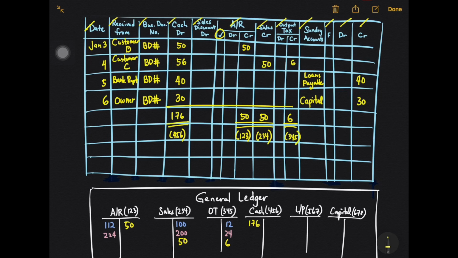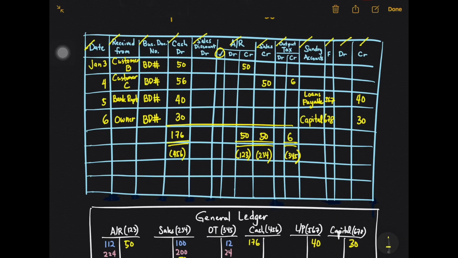And next, we also post the sundry accounts. Okay, starting from loans payable. So it is credited. To indicate posting, write the account number under F. So 5, 6, 7. And for capital, it's credit 30. Then write the account number 6, 7, 8. And we're done posting in the general ledger.